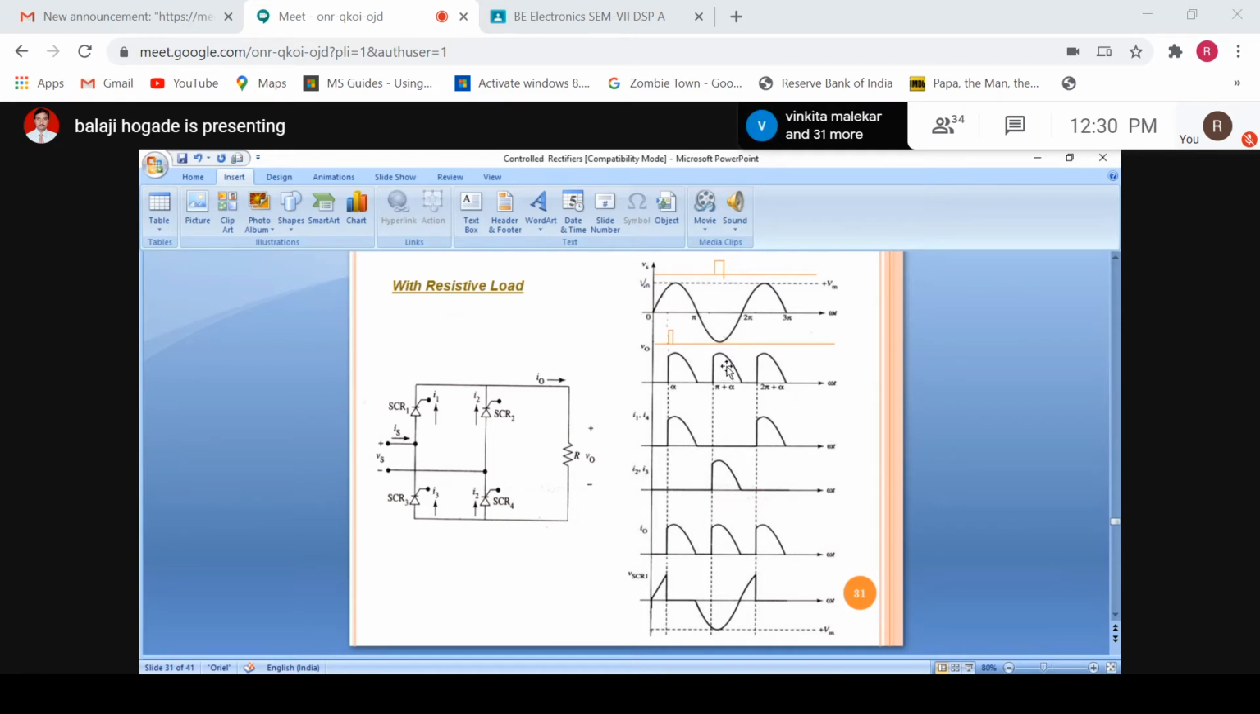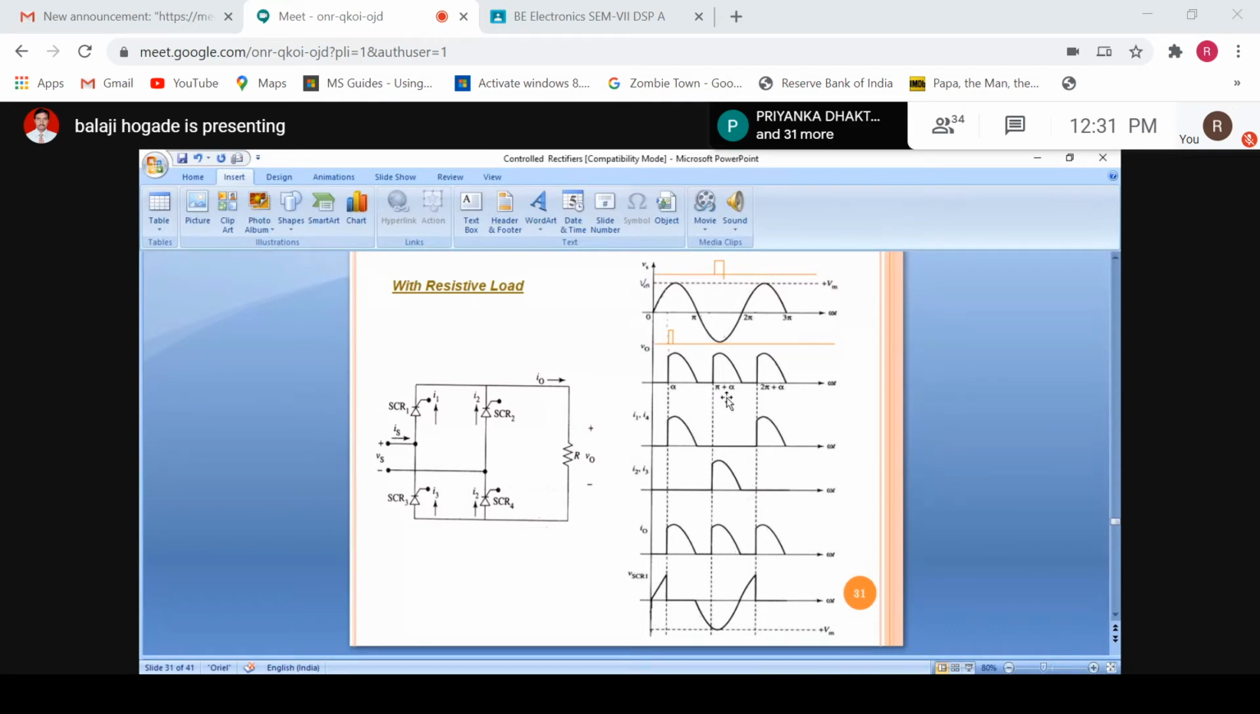This is the load voltage when SCR3 and SCR2 are conducting. This is the load current when SCR3 and SCR2 are conducting. Both are the same because the load is resistive, and this is the current flowing through IT3 and IT4, SCR3 and SCR4, when they are conducting. It is very similar to the load current. Load current and the current flowing through SCR2 and SCR3 during the negative half cycle are the same. I think this is clear to all how the circuit works.